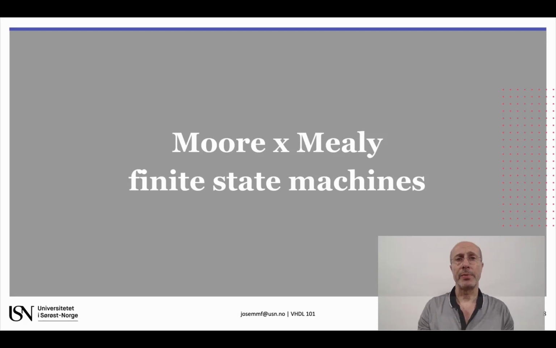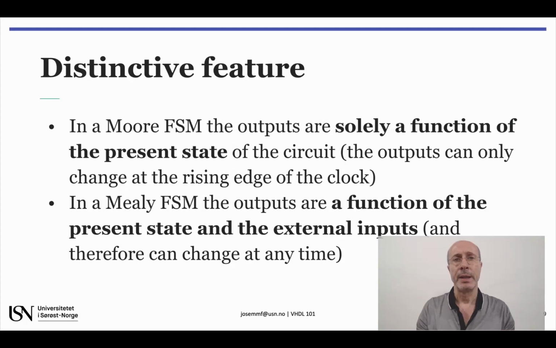There are two types of finite state machines according to how the outputs are updated. The distinctive feature of a Moore machine is that the outputs are solely a function of the present state of the circuit, and therefore they can only change at the rising edge of the clock. On the contrary, in a Mealy machine, the outputs can change at any time, since they are also a direct function of the external inputs, which change at unpredictable times.